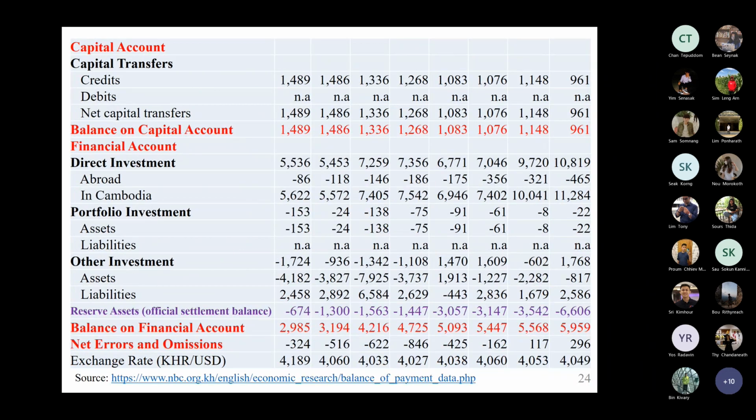We call it the capital account. As I said, the capital account contains very small transactions, and it refers to transfers of assets that do not go through the market. That's what we talked about last week. So you can see here we have the capital transfer. This refers to something like debt forgiveness.